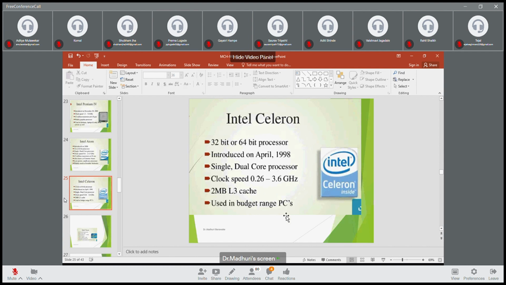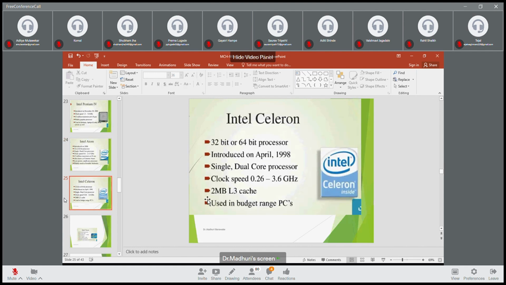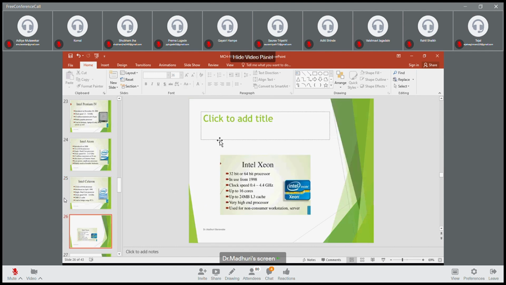Now next is the Intel Celeron. Again, they have added some new features, and here 2 MB. Before this we had less memory. Here they have used cache memory: 2 MB L3 cache, along with L1, L2, L3 cache memory. Again here the clock speed is 0.26 to 3.6 gigahertz, and this particular Celeron is used for big purposes like industry.